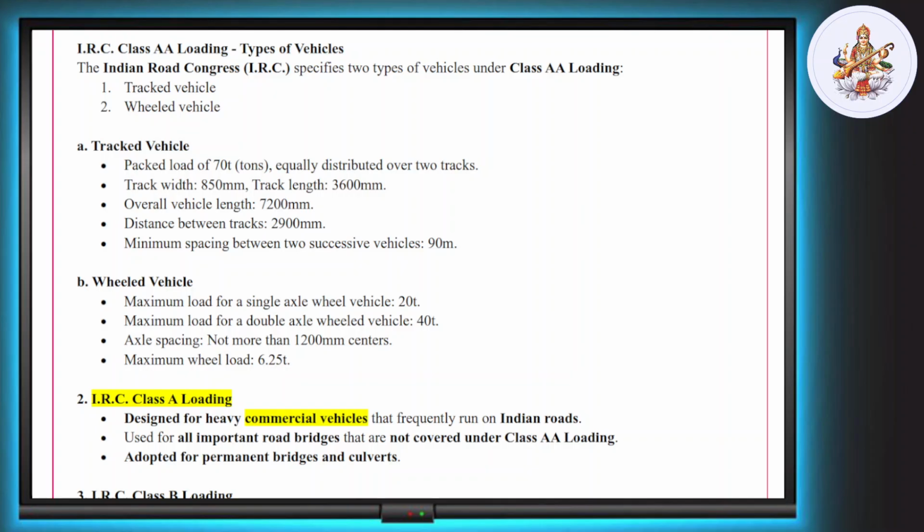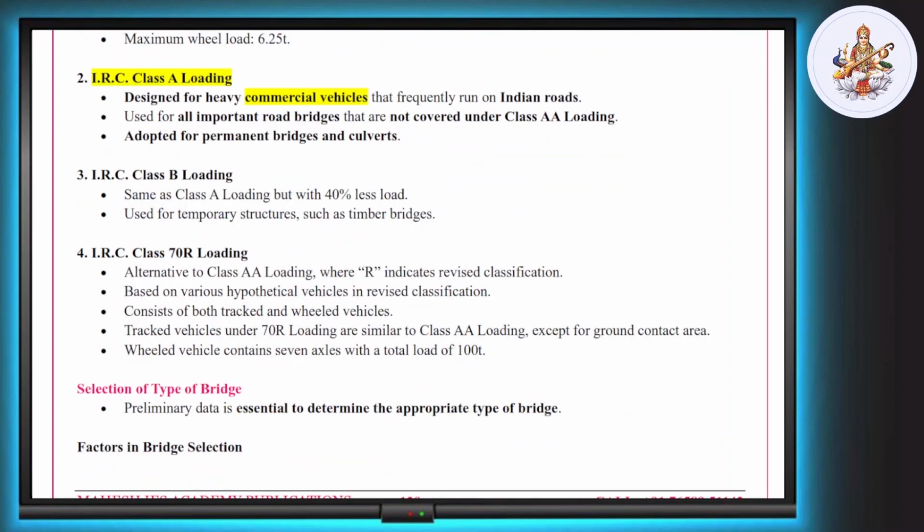2. IRC Class A loading. This is the standard loading for all important roads. Designed for heavy commercial vehicles that run daily on Indian roads. Used in design of permanent bridges and culverts. Example, a regular bridge over a state highway would be checked under Class A loading.